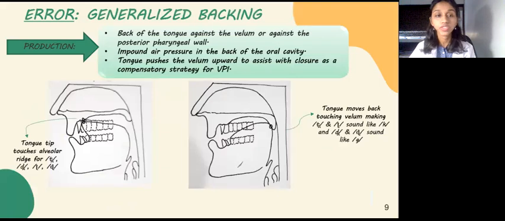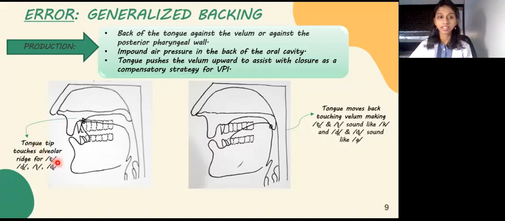The third error, generalized backing. This error occurs typically when the back of the tongue pushes against the velum or against the posterior pharyngeal wall. This causes air pressure to impound more at the back of the oral cavity. In the presence of a VPI, the tongue pushes the velum upward to help in its closure.